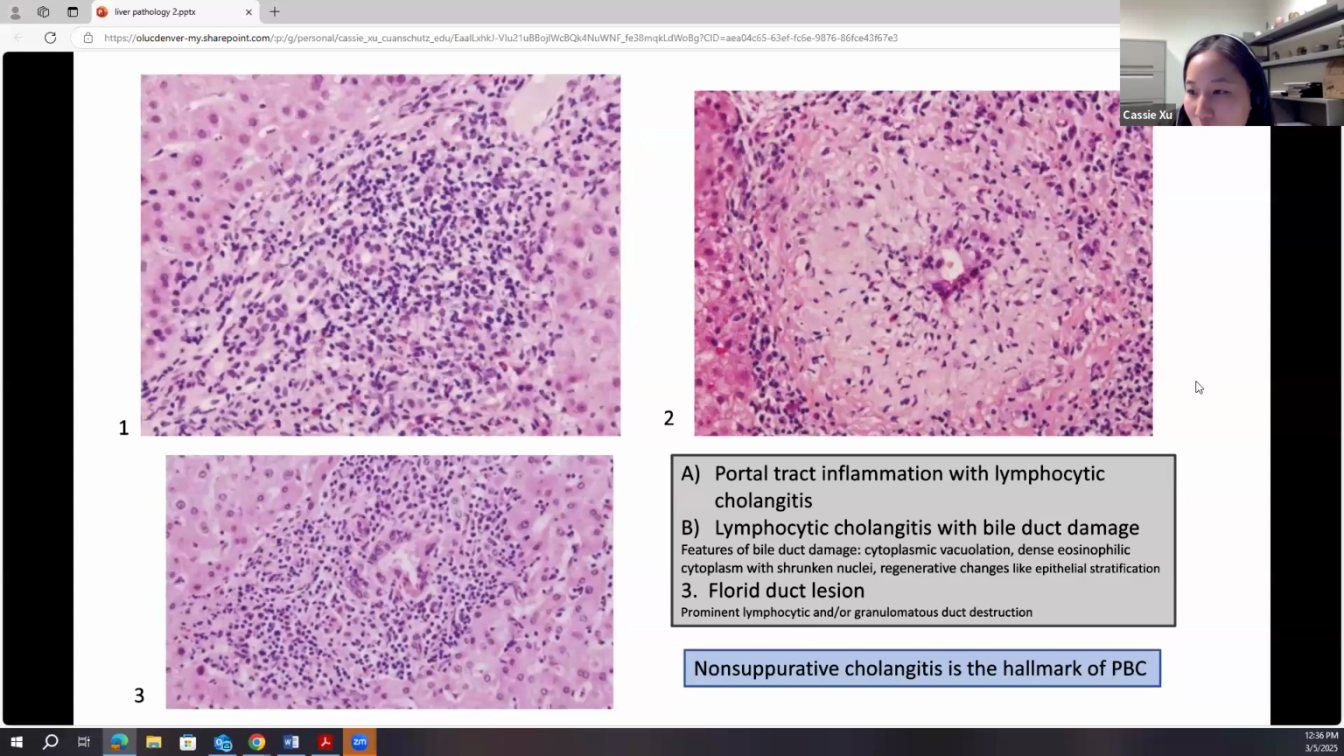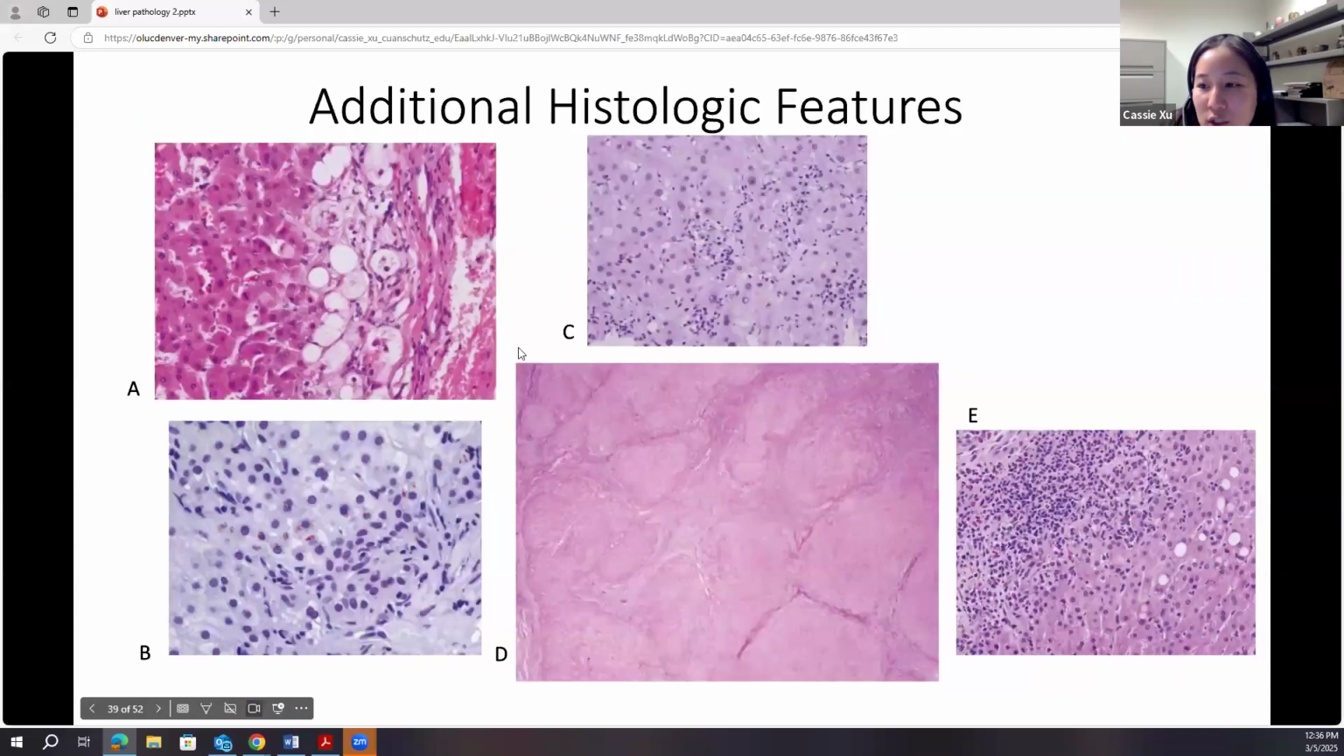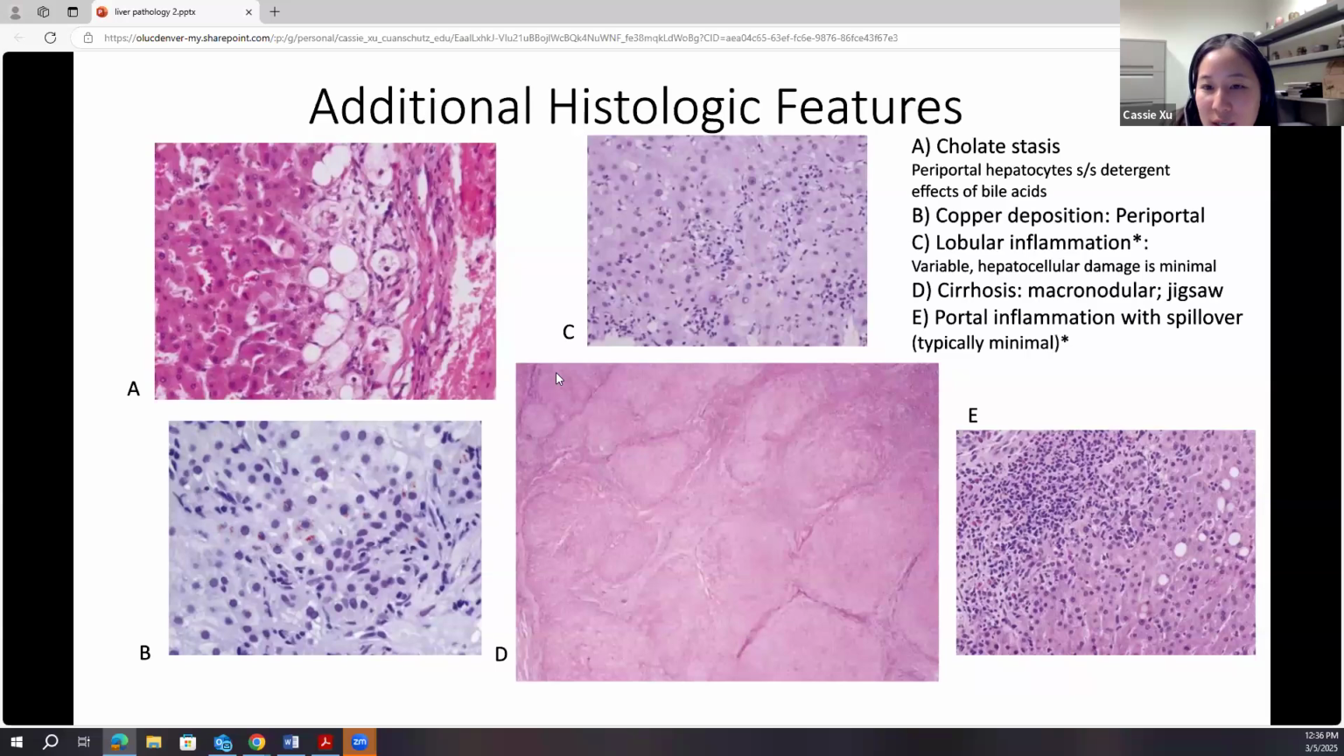So this is a portal tract. We have a bile duct here. You can see some lymphocytic inflammation. In the bile duct here, you can see it doesn't have that nice cuboidal appearance. The nuclei are really different in size. You don't have polarity around the duct, around the basement membrane here. So this is good for bile duct damage. Okay, so there are some additional histologic features that you might see in PBC.